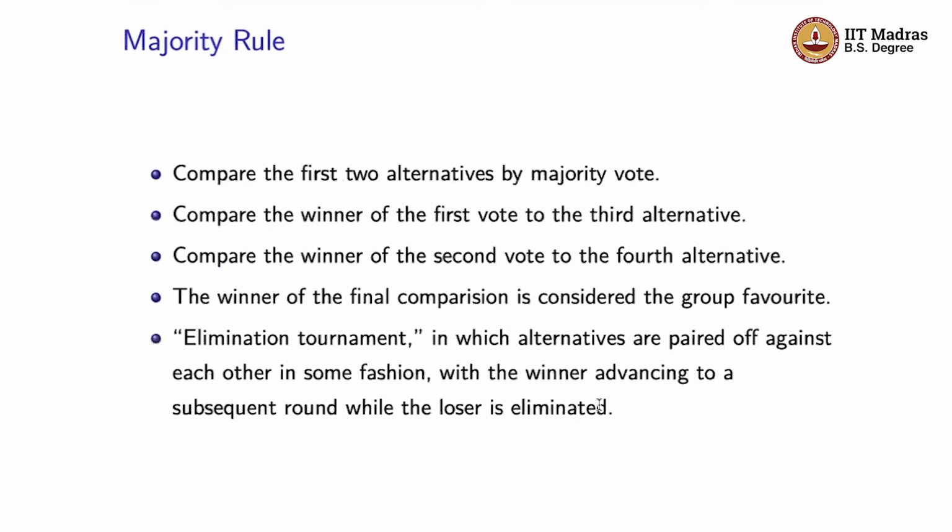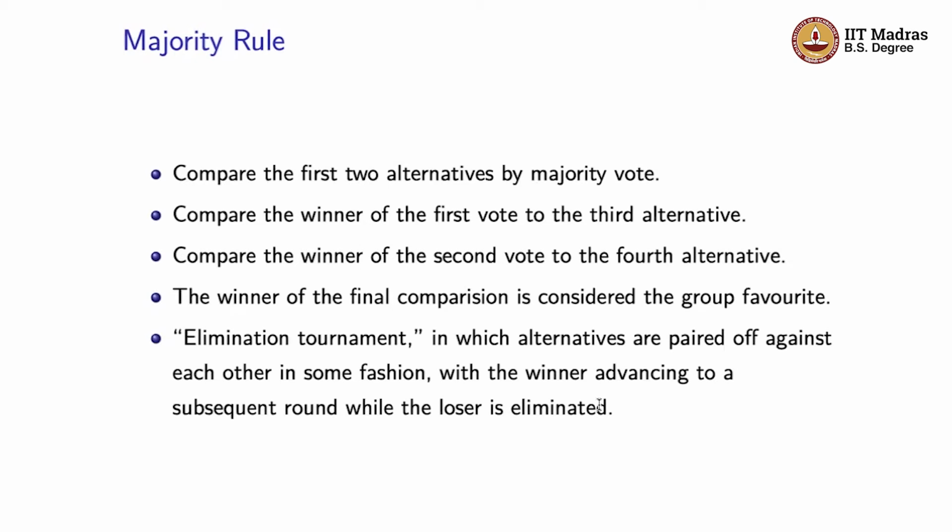So how does that work? First you compare the two alternatives by majority vote. Then you compare the winner of the first vote between alternatives 1 and 2 to the third alternative. Then again, between the winner of that vote and the third alternative, whoever wins, you take to the next round and compare it to the fourth alternative, and keep on going until the winner of the final comparison is considered the group favorite, right?